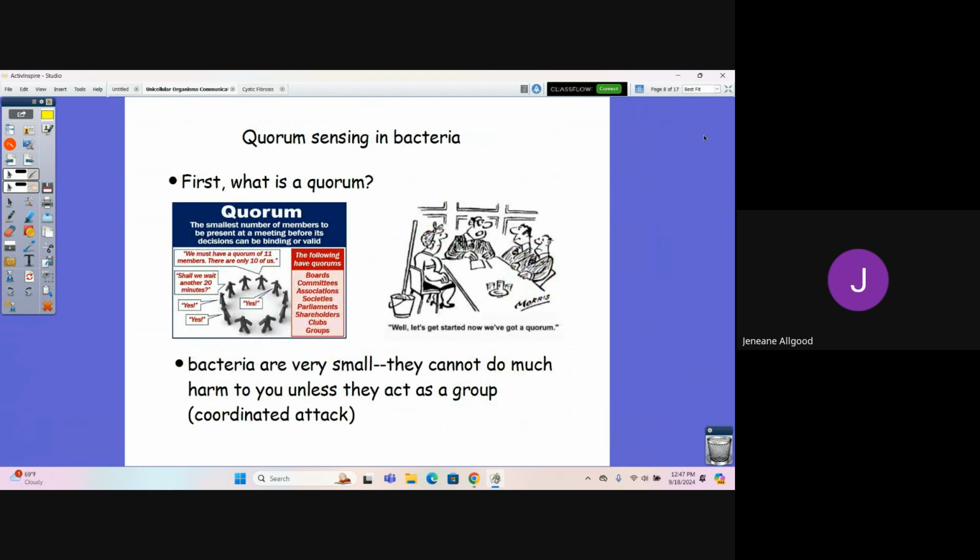Okay, so this is our second type of communication, or a second example of communication between unicellular organisms. And this is called quorum sensing.